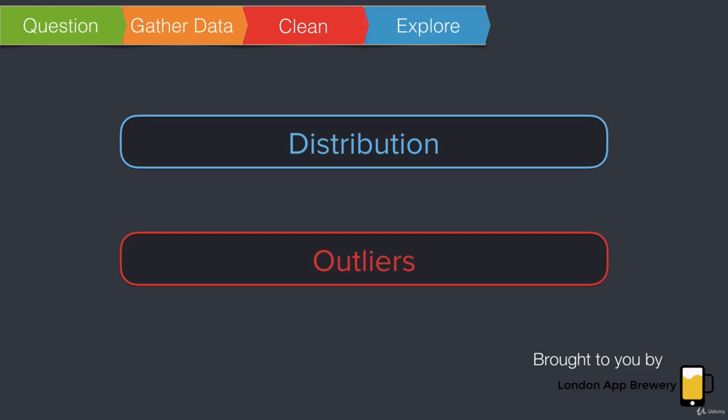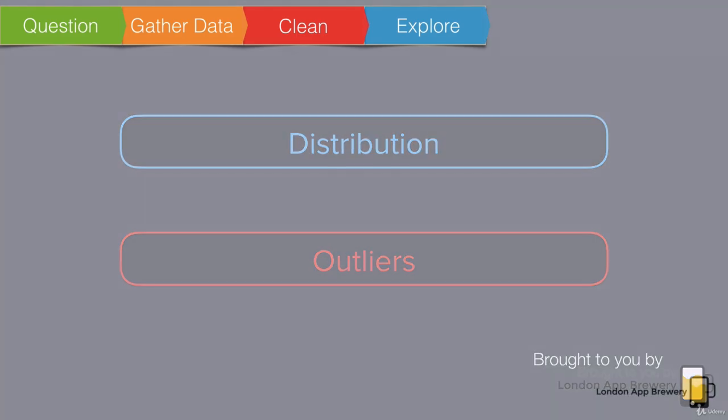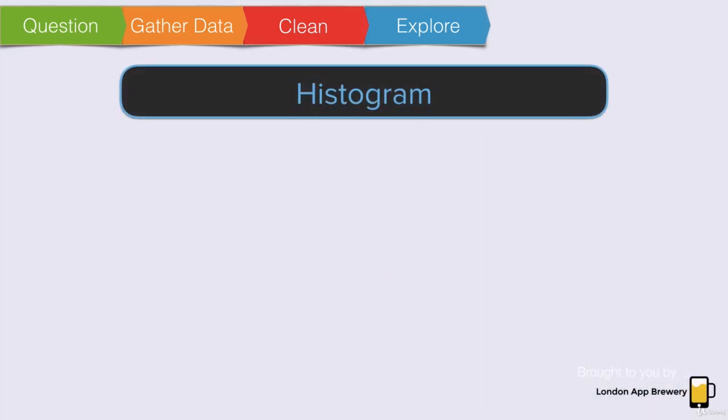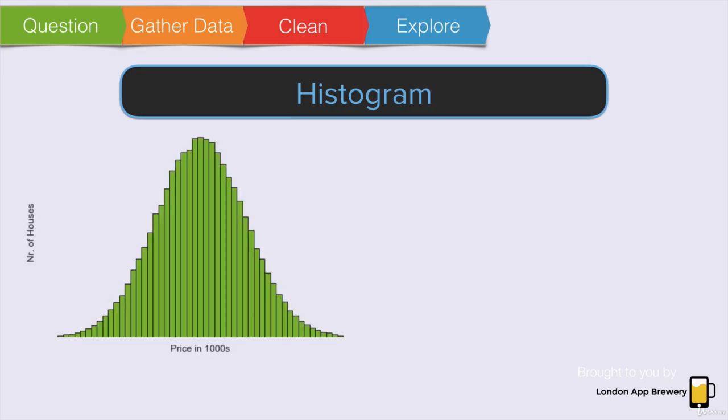So what kind of visualization could we use at the exploration stage to spot both outliers and see the distribution? Well, enter our friend, the humble histogram. The good old histogram is the first data visualization technique that we're going to cover. Histograms are pretty simple. They just show us the number of instances in the data that have a certain value. A histogram is just a bar chart that shows us the frequency of a particular value.